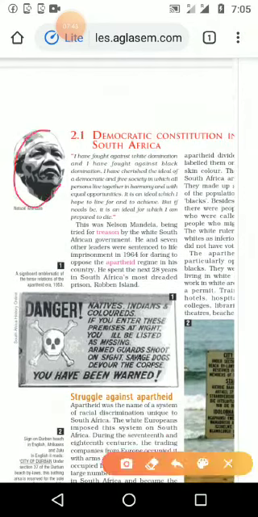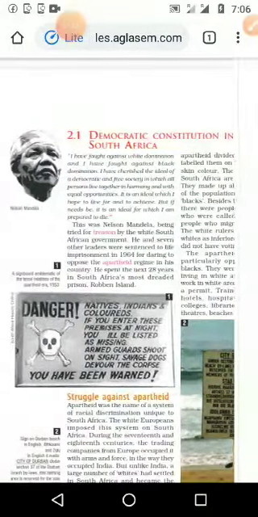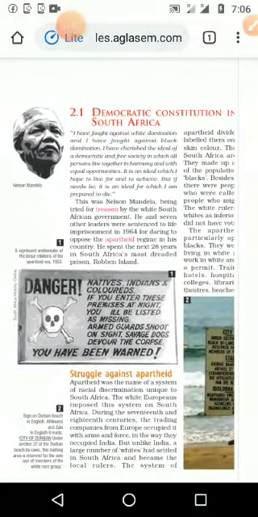Who is this? That is Nelson Mandela, the person who took the initiative to make South Africa an independent country. First we are going to see what the condition of South Africa was, and why they thought about making independence faster.